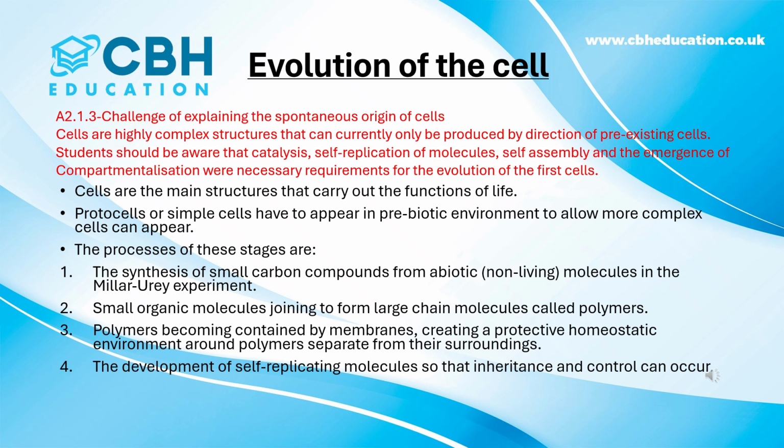First, the synthesis of small carbon compounds from abiotic molecules, as in the Miller-Urey experiment, and then small organic molecules joining together to form large chains called polymers. The polymers then become contained in membranes, which is really important, creating a protective homeostatic environment around the polymers and separating them from their surroundings. And then the development of self-replicating molecules, which allows things like asexual reproduction to occur by mitosis, producing genetically identical offspring, which we will talk more about later.